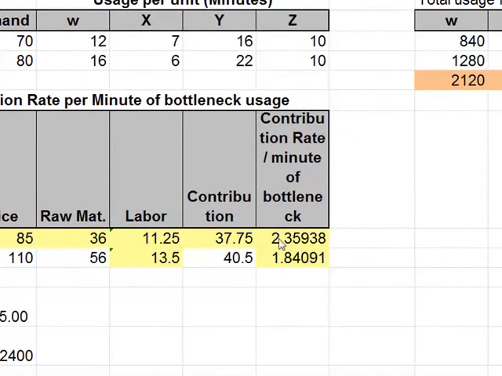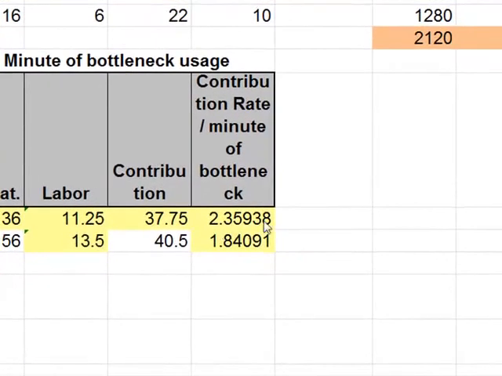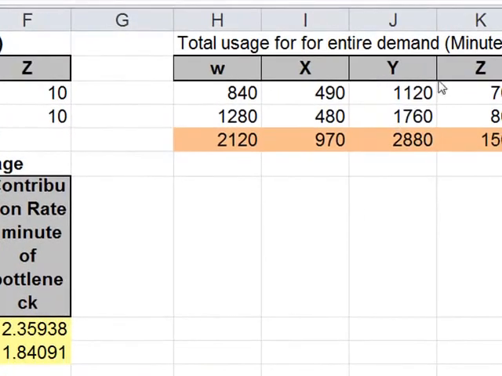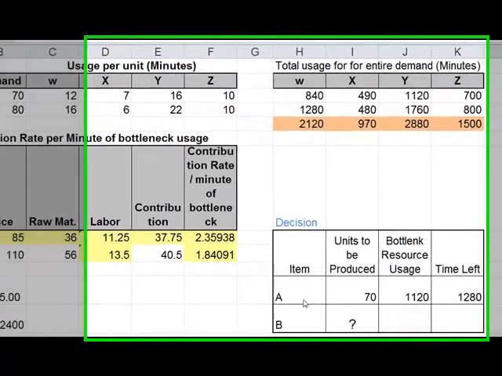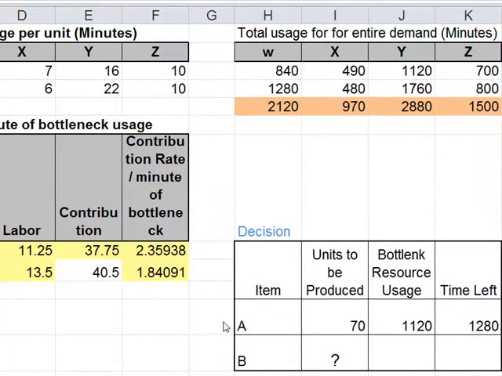And for item B, you are generating $1.84091 per minute of bottleneck resources. That clearly tells you that you are generating more revenue per bottleneck usage for item A, and it makes sense to make all of item A before you make item B's. Obviously you can't make both all of A's and all of B's because you don't have enough time available. So you've decided that you will make all of item A, because that's generating more revenue per minute of bottleneck usage.